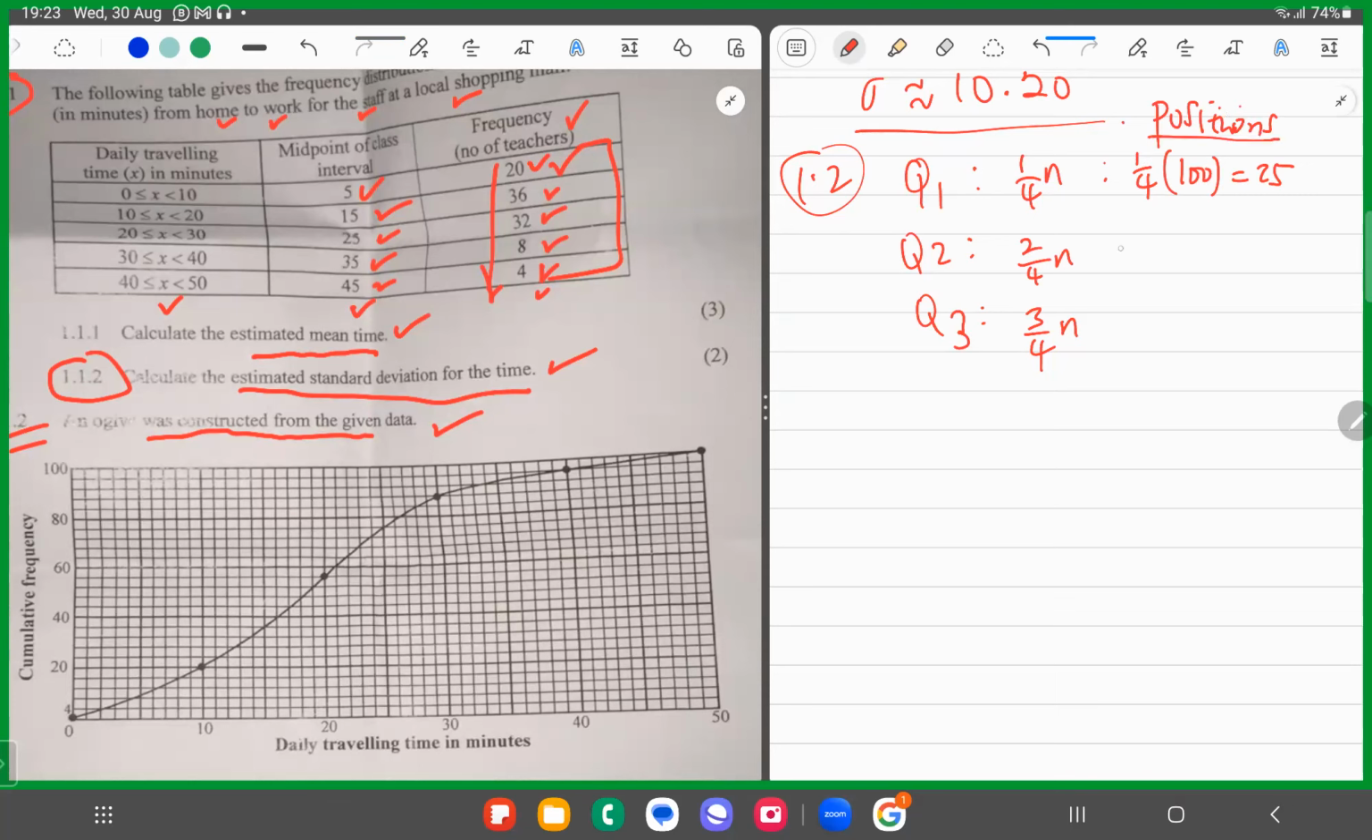Positions. So here you'd have 2/4 of 100. So 2/4 of 100 is going to give half of 100. Half of 100 is 50. Then 3/4 of 100. So what is 100 divided by 4? Divide 100 by 4, you get 25. By 3, it's 75.